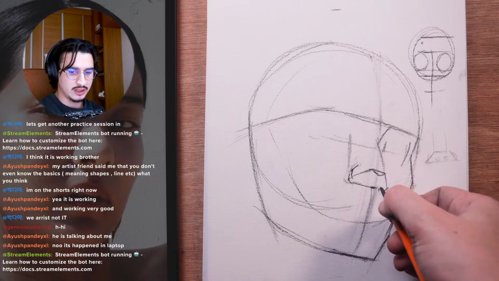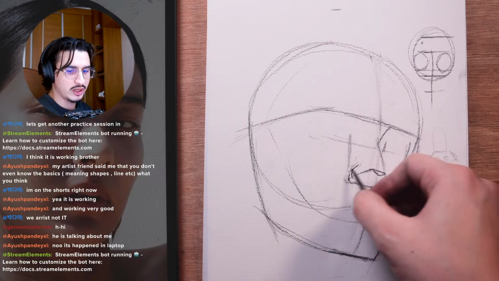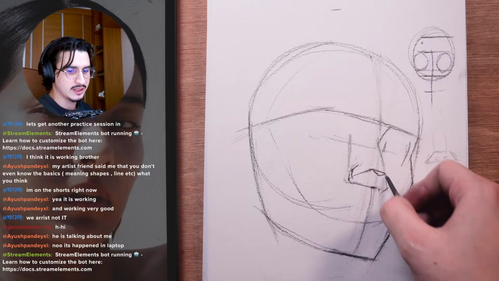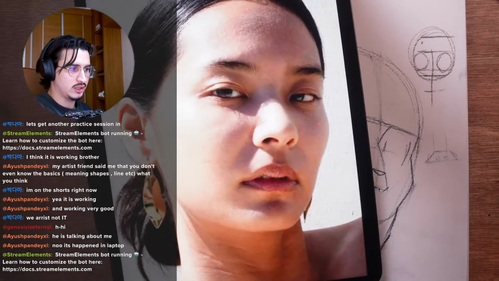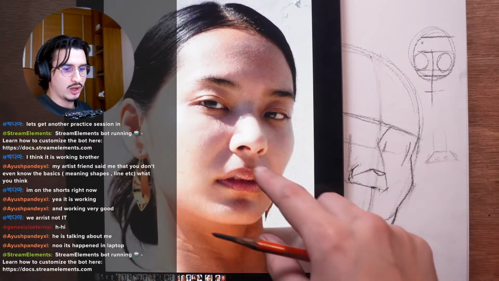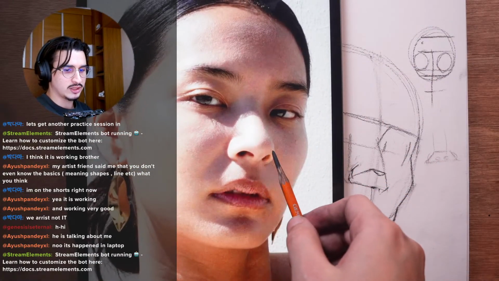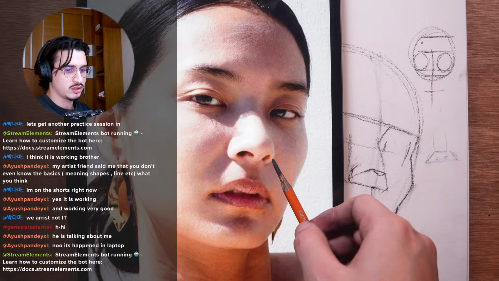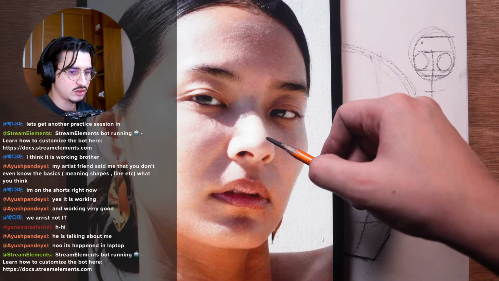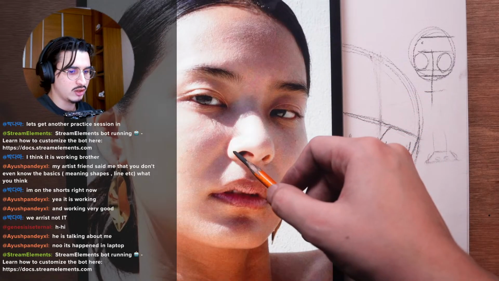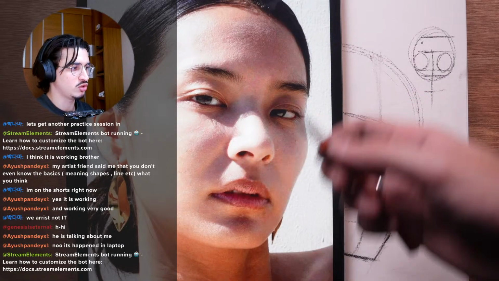As you can see in this drawing, I try to create the basic shape of the bottom of the nose. Let me just drag this reference here. So I try to just draw this bottom of the nose. I'm trying to construct the feature instead of just drawing a curve here and another curve here. I'm not trying to copy the reference, I'm trying to study it.